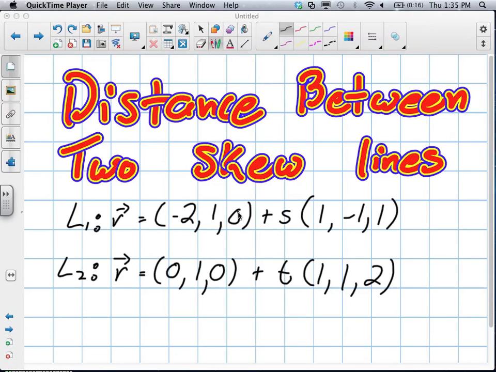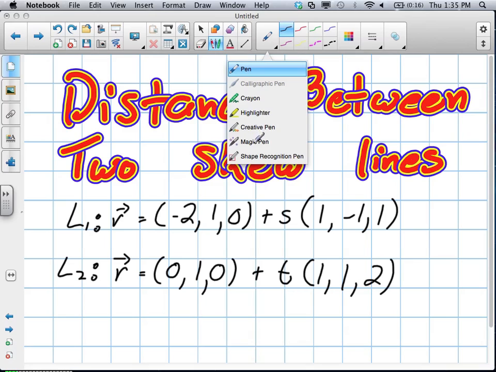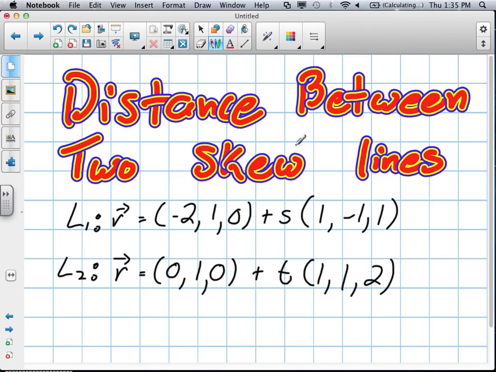Okay, distance between two skew lines. Now, they could have asked us what's the distance between these two lines, and one of the first things we would have tried to do is figure out if these are parallel lines, because then we would have known the distance would be the same along any of the points, so it wouldn't really matter what point we found. But if we look at our direction vectors, we do not have parallel lines.